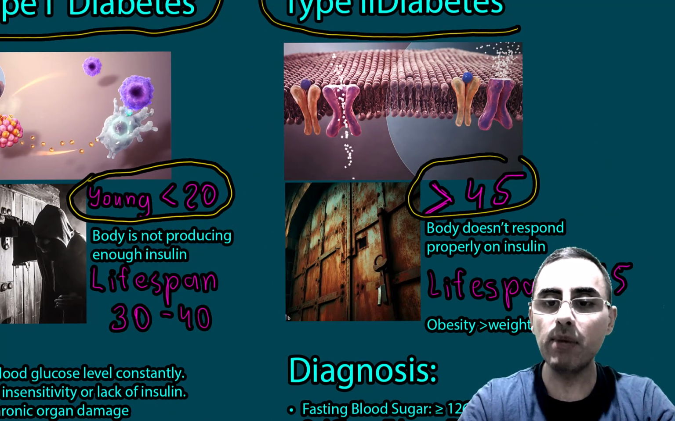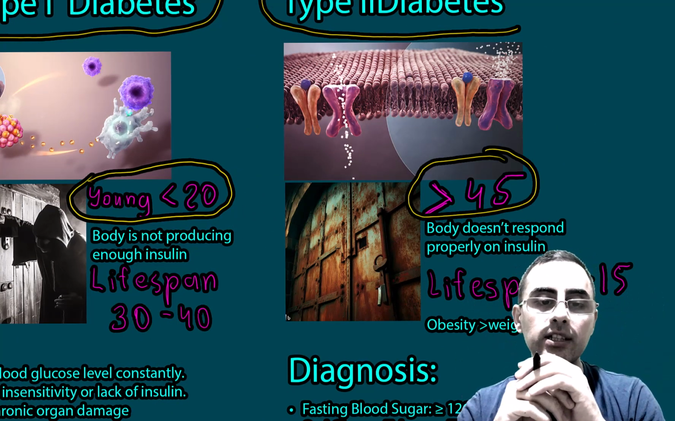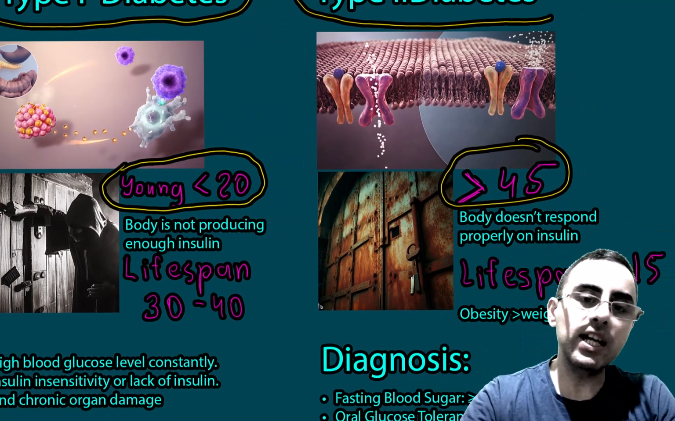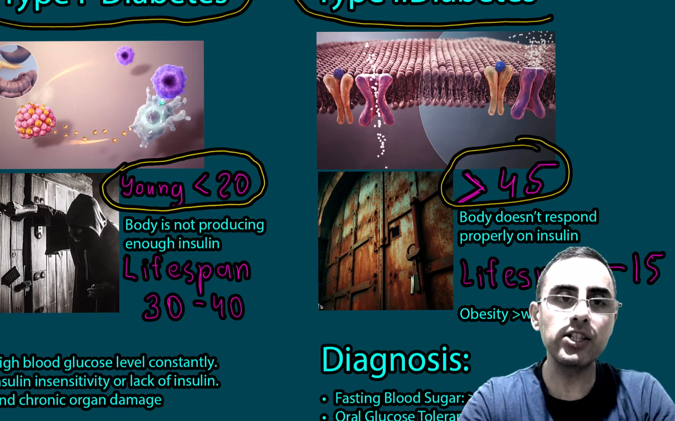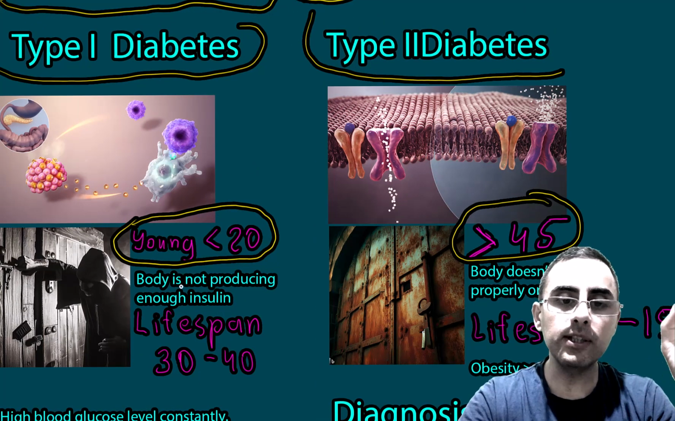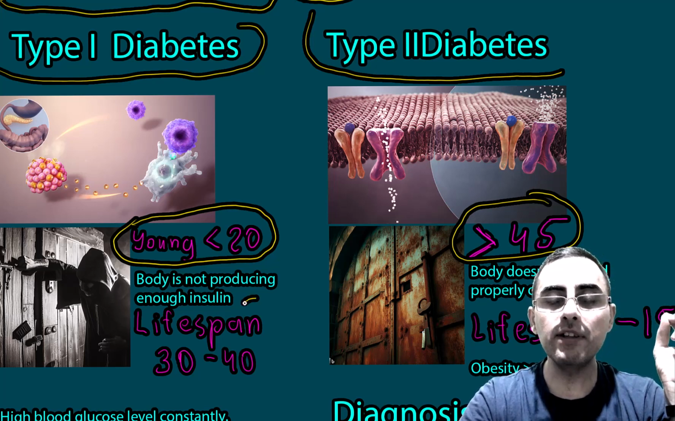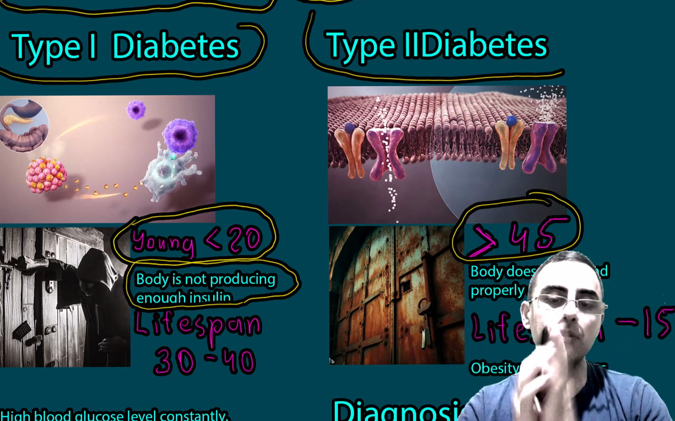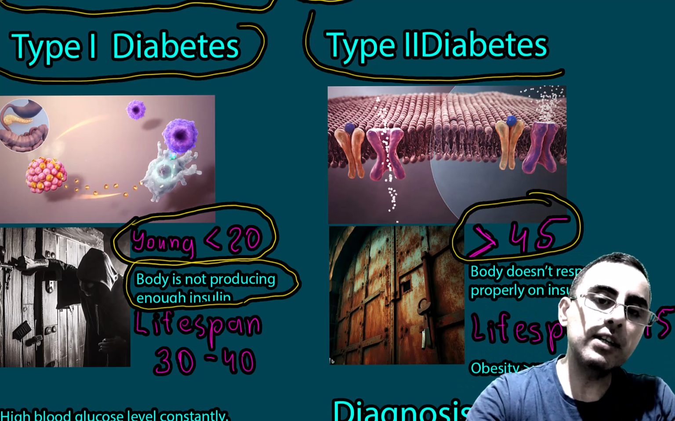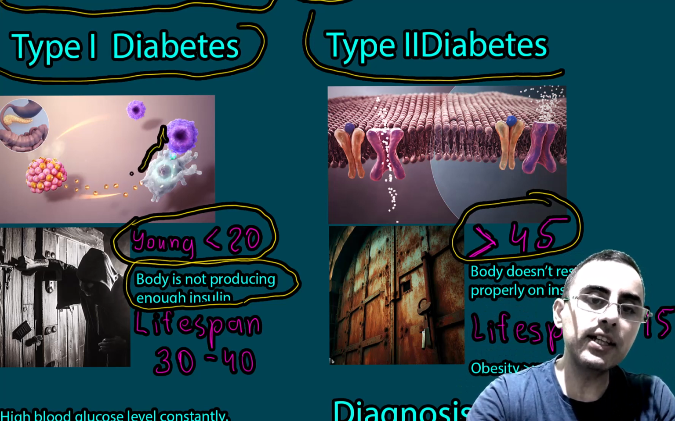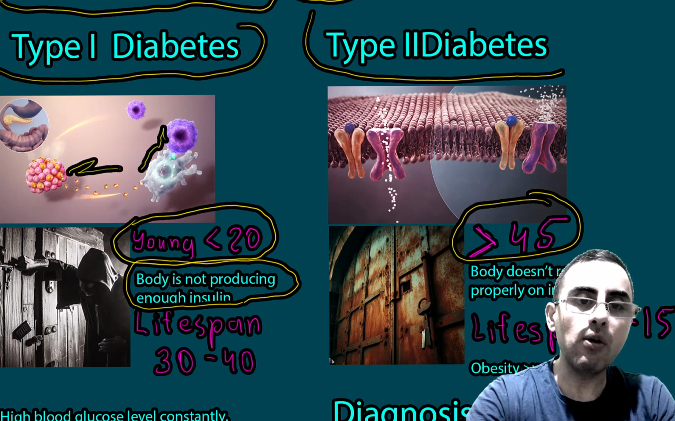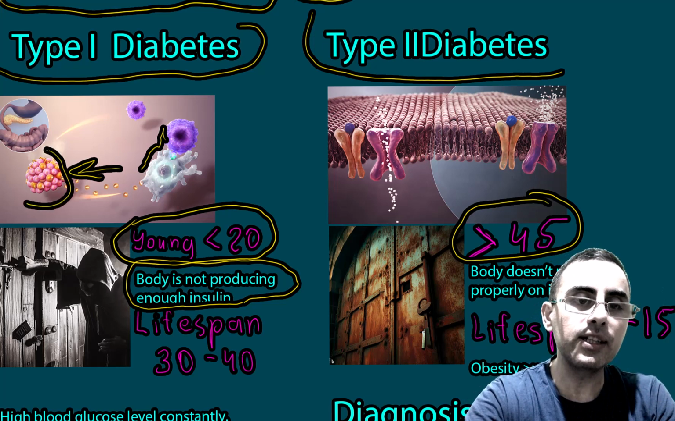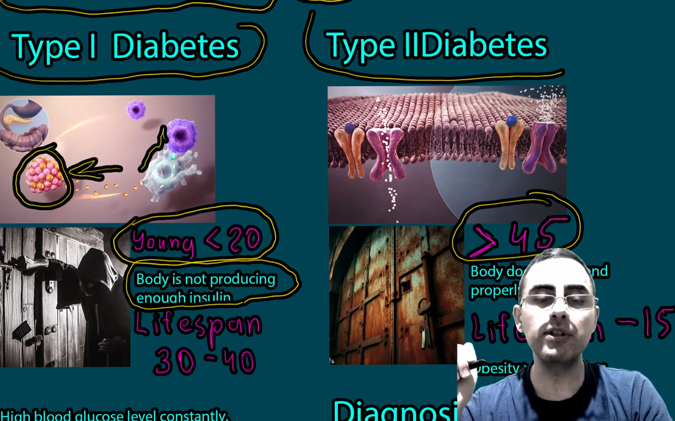That's the first main difference, age. Second main difference is mechanism of action. What is the mechanism of action in type 1 diabetes? Our body is not producing enough insulin. That's the mechanism of action. Why don't we produce enough insulin? Because our immune system mistakenly attacks beta cells in the pancreas and destroys pancreatic cells which are responsible for producing insulin.